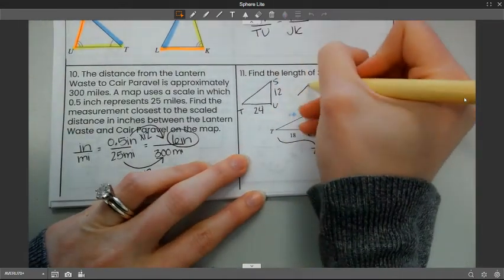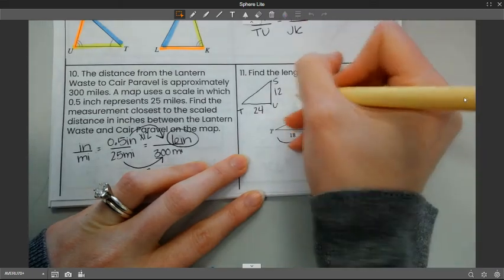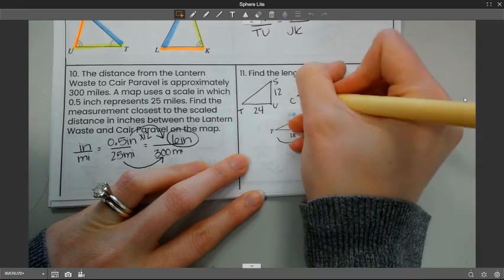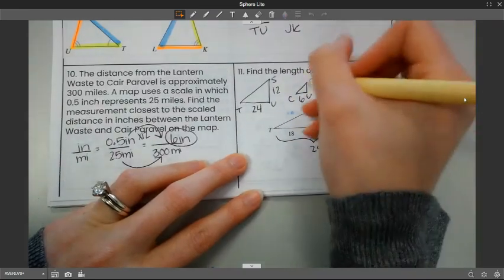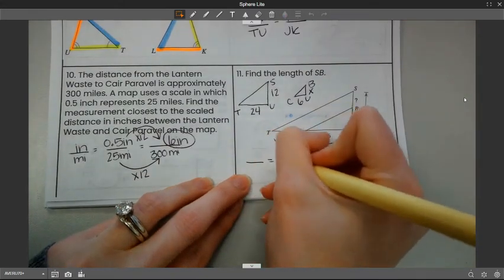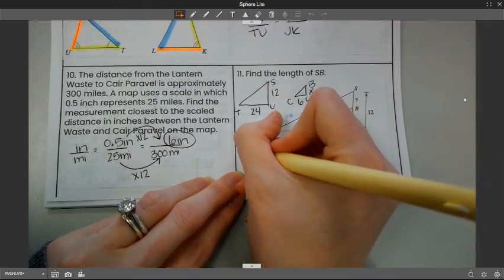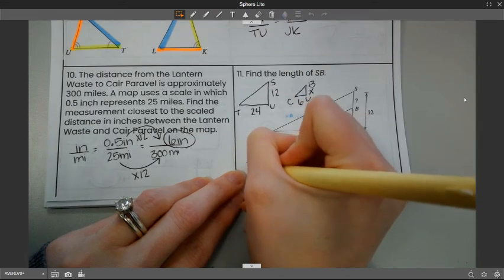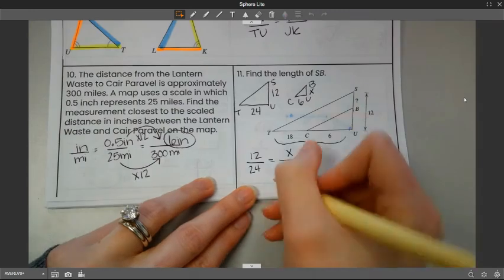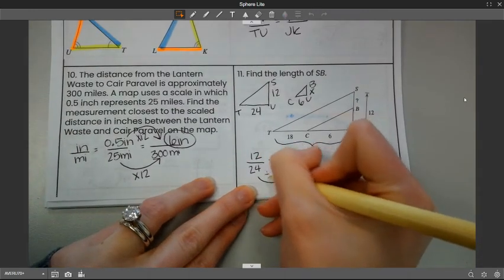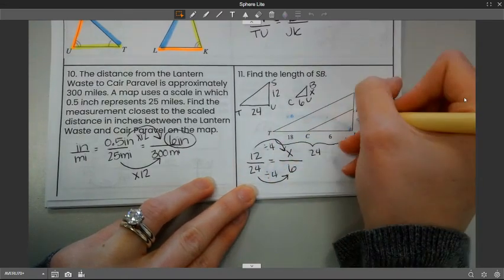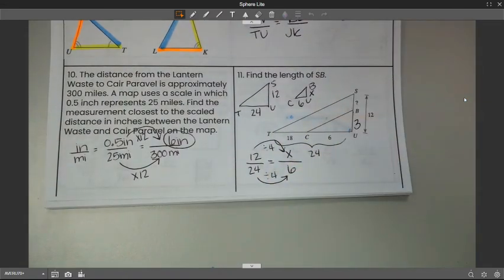And then we have our smaller triangle, which is CUB. From C to U is 6, and I don't know what BU is, so that's going to be X for now. So I'm going to set up my proportion. We're comparing the bottom to the bottom, so we have 12 over 24, which is the side and the bottom, is equal to X over 6. To go from 24 to 6, I would divide by 4. So here I'm going to divide by 4, and X is equal to 3. So that tells me BU is 3.